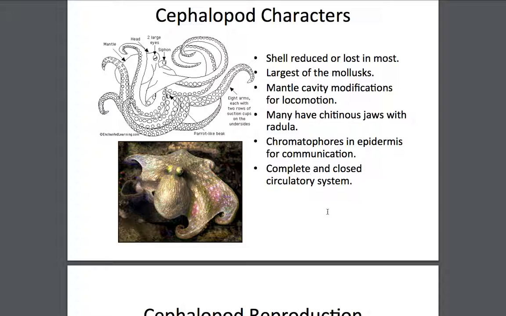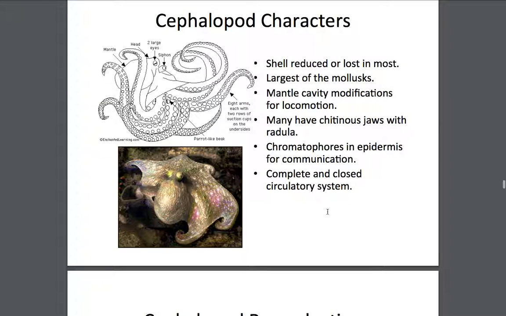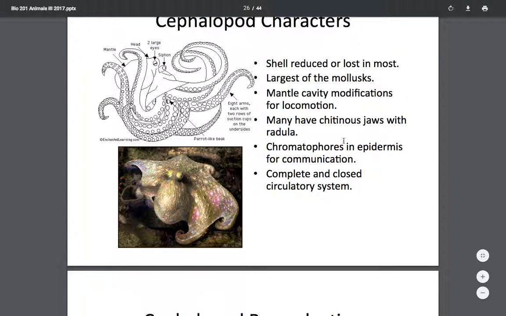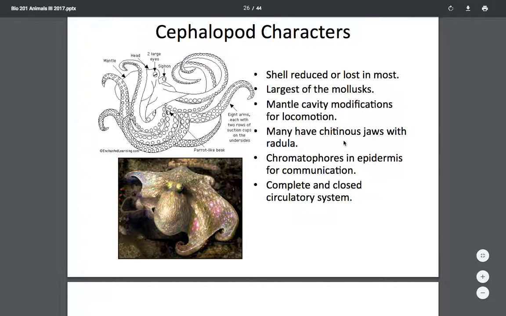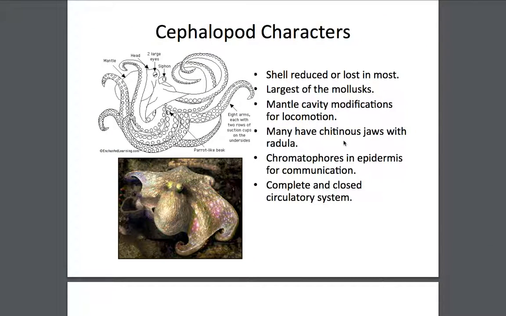So in most cases, they've lost a shell. Sometimes squid have an interior shell that we call a pen. They have a radula, and that radula is sitting within these chitinous jaws that we call the beak. The jaws actually look like a parrot's beak. And when they open, the radula comes punching out and scrapes through the thing.